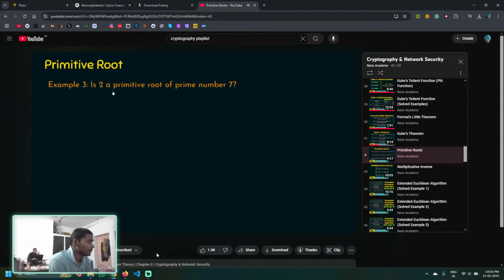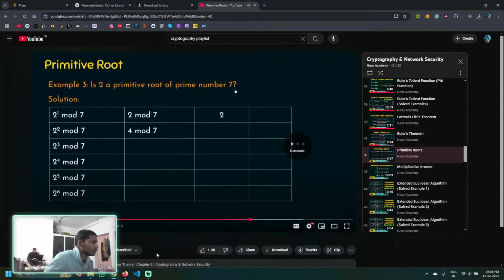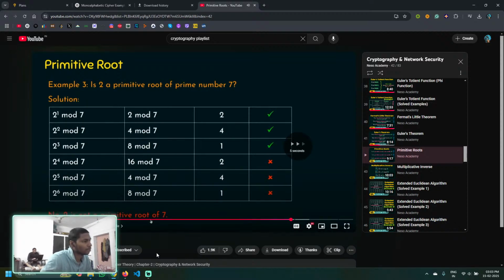The question is, is 2 a primitive root of number 7? Now we got the idea of solving this, right? We know we are going to find 2 power 1 mod 7, 2 power 2 mod 7 is 4. 2 power 3 mod 7 is 1, and the results repeat, so it's not a primitive root of prime number 7.